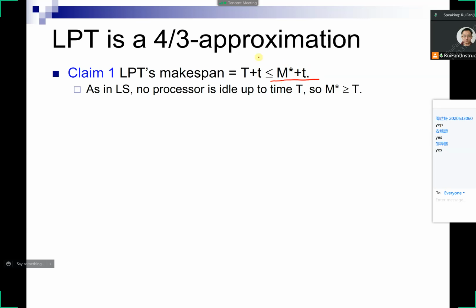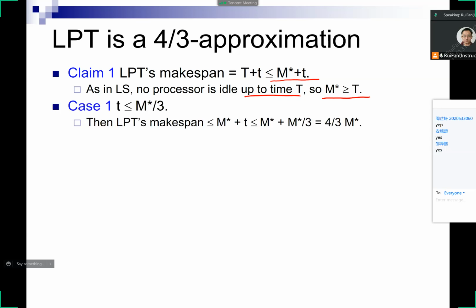The reason is simply that M star here has to be at least as large as big T. The reason is exactly the same as for our 2-approximation. Remember there we said that up until time big T, no processor is idle, because if a processor becomes idle, you simply give it another job. So everybody's working up until time big T, and that means the total amount of work is at least little m times big T, so even the optimal schedule needs to take big T amount of time to finish.